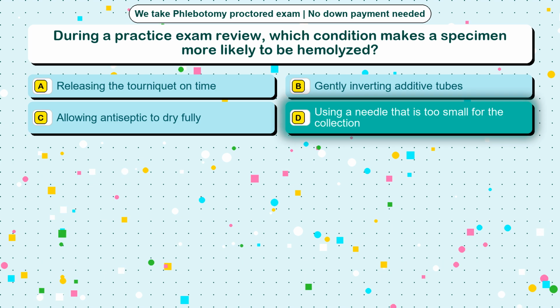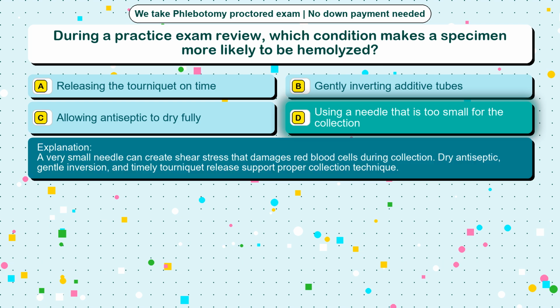The correct answer is option D. Using a needle that is too small for the collection. A very small needle can create shear stress that damages red blood cells during collection. Dry antiseptic, gentle inversion, and timely tourniquet release support proper collection technique.